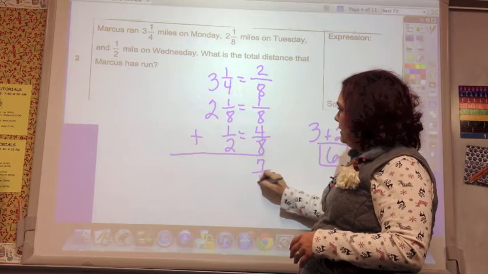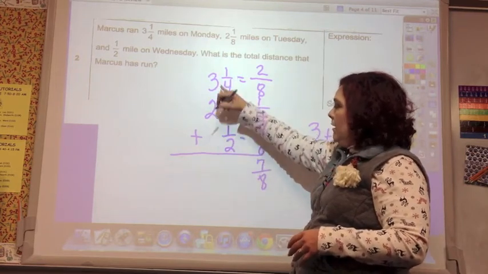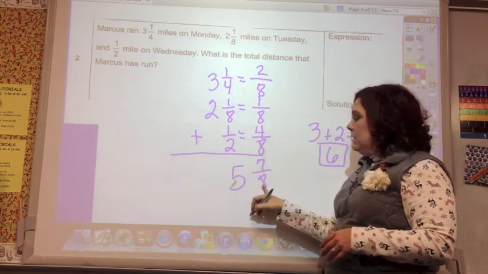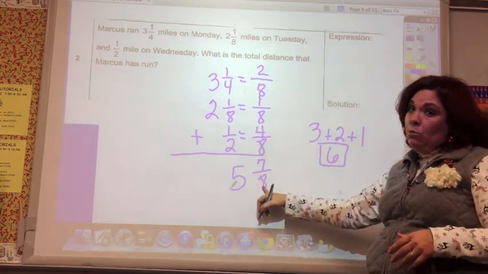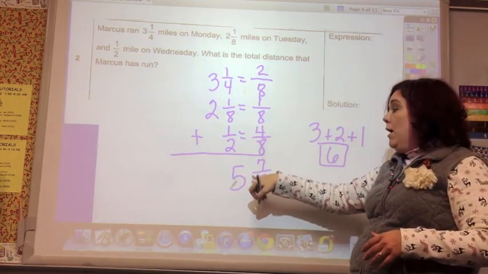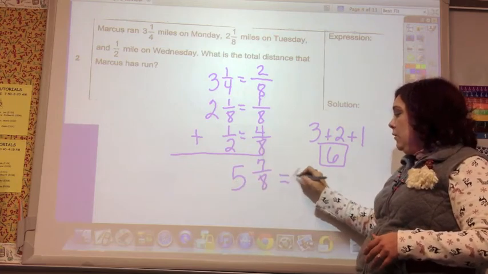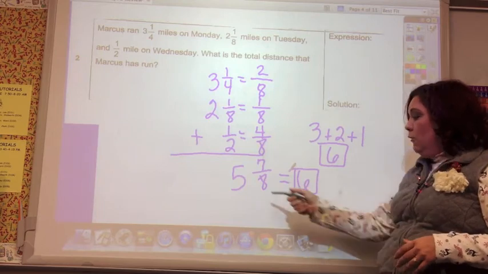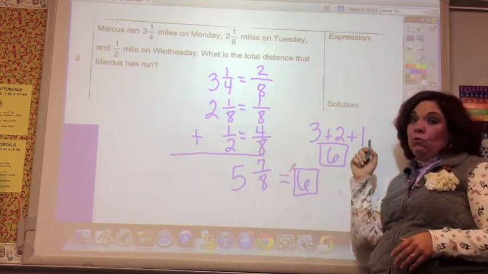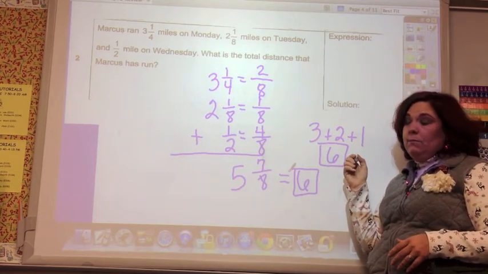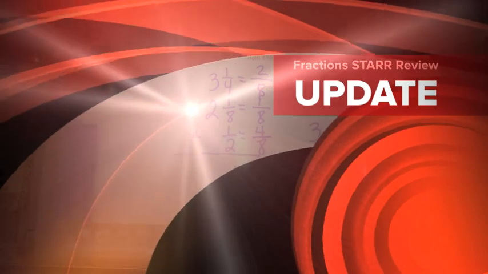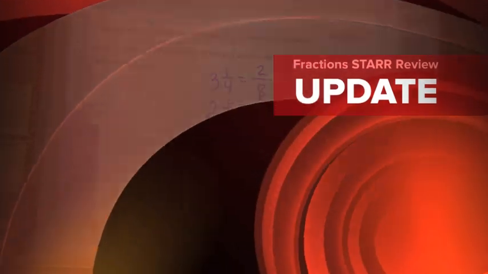And that's 7/8. And I'm going to add my whole numbers. 3 plus 2 is 5. Now, isn't 7/8 really close to 1? So that would be 1 plus 5, which would estimate to 6. So 5 7/8 is really close to my estimate of 6. So I hope you're starting to see how estimating first and then checking for reasonableness with your estimation works.